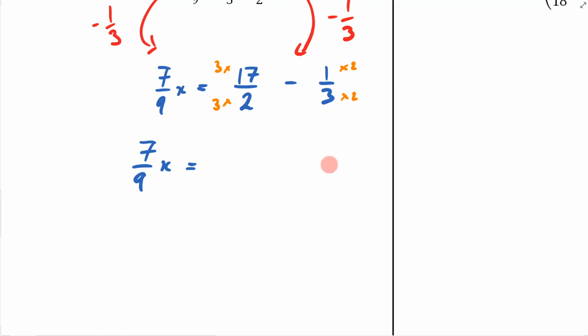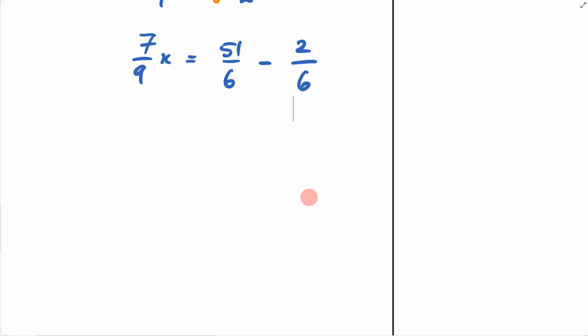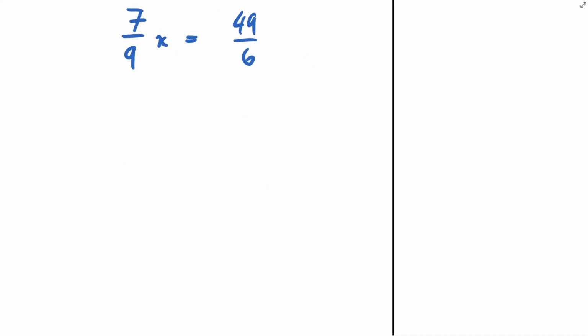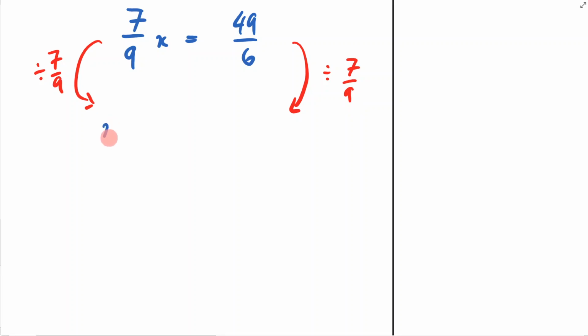Now what's 3 times 17? 3 times 17 is 51. 3 times 2 is 6, minus 2 on 6. Then we're going to subtract away here. This is going to become 7 on 9 x is equal to 49 on 6. And then what I'm going to do next is divide both sides by 7 on 9. And that's going to leave me with x is equal to 49 on 6 divided by 7 on 9.